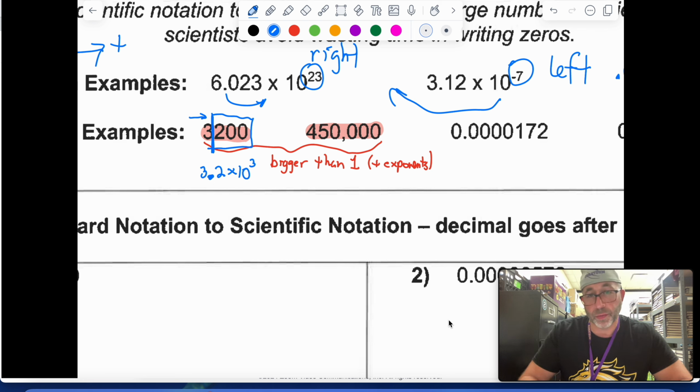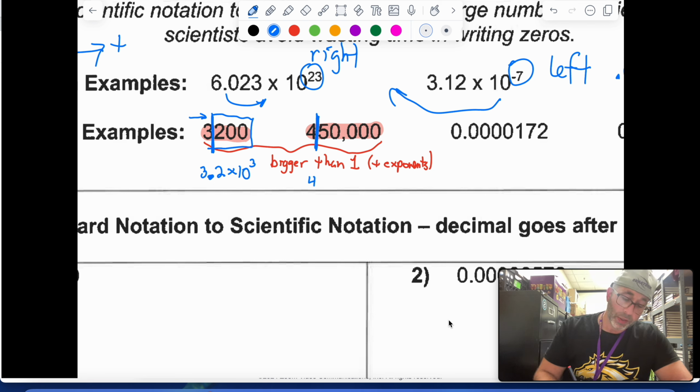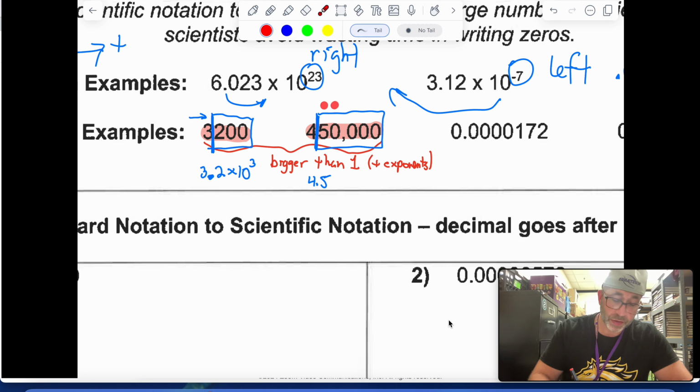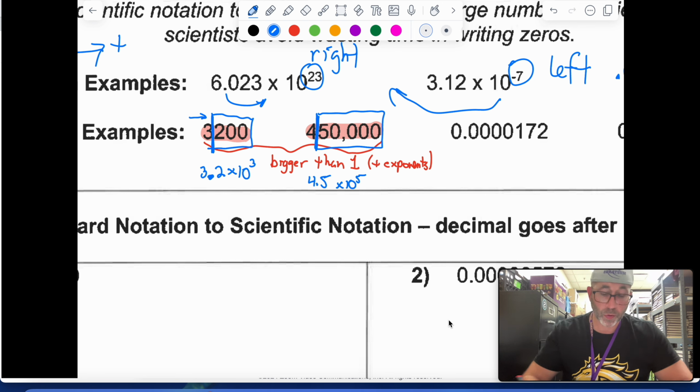Okay, let's do that one more time. So look for the first non-zero numbers from the left, and we're going to have 4 and 5. So we're going to say 4.5. And then we're going to look to the right of this, and we're going to see that there are 5 numbers to the right of this. So we see that there's 1, 2, 3, 4, 5 that are to the right of this. That means we're going to have times 10 to the 5th. Okay?